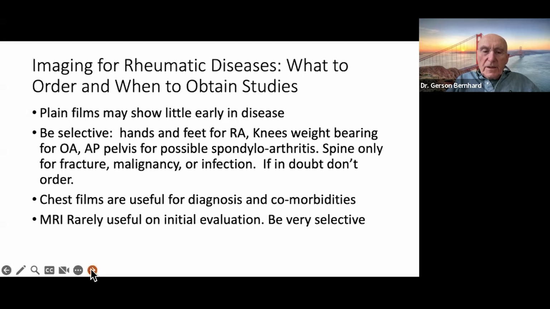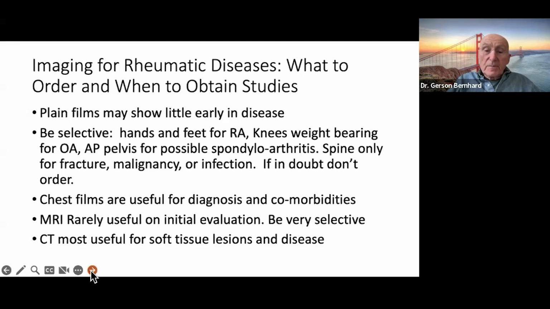So the MRI is rarely useful as an initial evaluation, so you can be selective and use it after you've got the plain films. And there's now some evidence that you don't want to overuse a CT scan, because a CT scan will give you useful soft tissue information, but about your tissues and disease, but it's quite different.